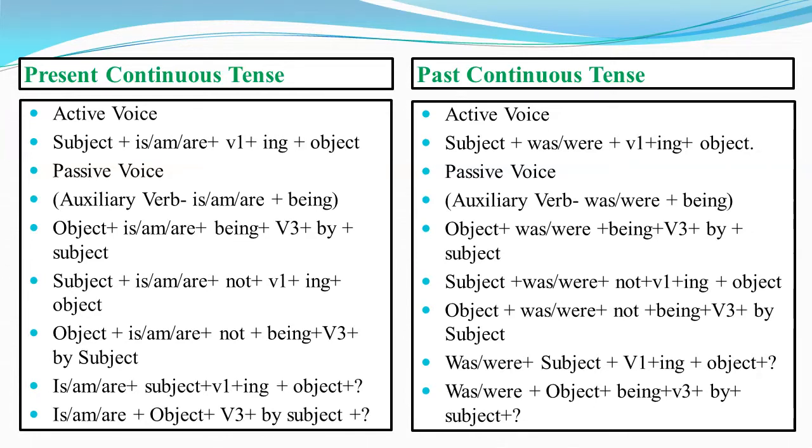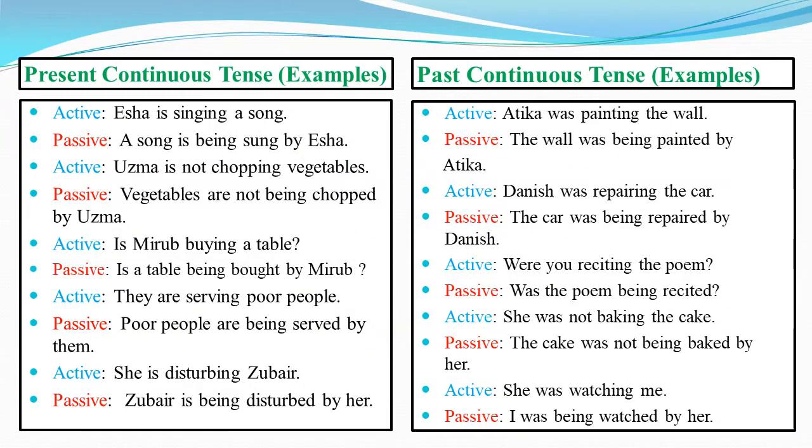Is that clear? Now come to past continuous tense. In past continuous tense, in active voice, the structure is subject plus was/were, then first form of verb and ing, then object. Okay, and while making passive voice, we will use auxiliary verb was or were plus being. Okay, and the structure of passive voice is object first, then was or were, then we will put being, and then obviously third form of verb, then by, and then subject.